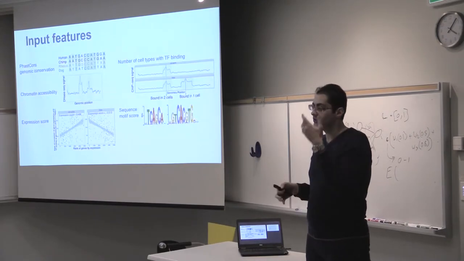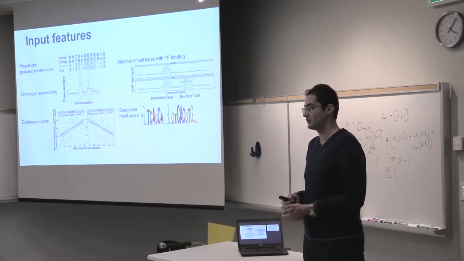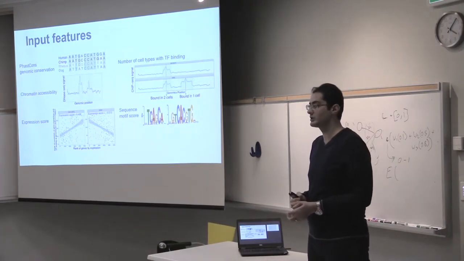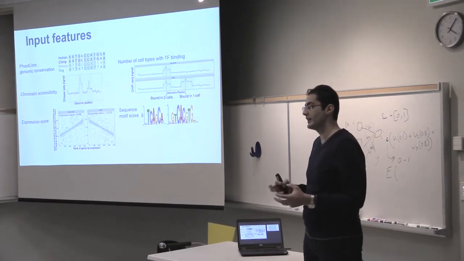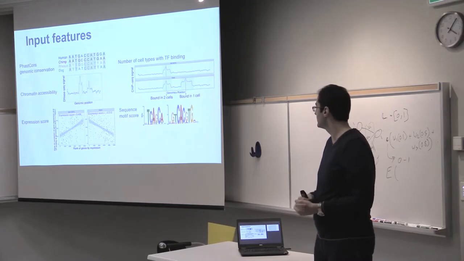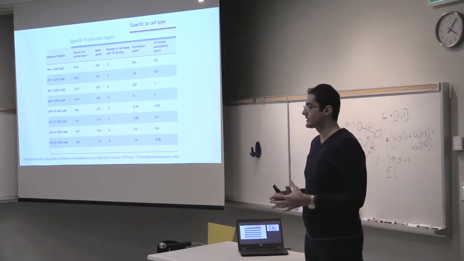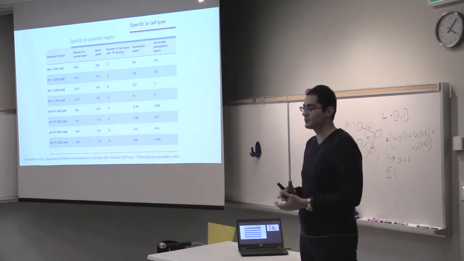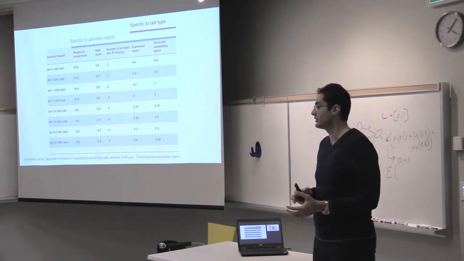In addition to this, I use other features in my model that are previously known to be associated with transcription factor binding. These include genomic conservation, chromatin accessibility, number of cell types with transcription factor binding according to public data, and also sequence motifs. Our aim here is to train one model that works well on any new cell type, irrespective of if it's cancer or cell line or tissue.